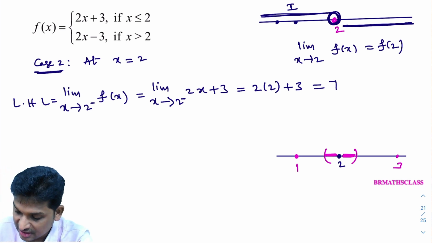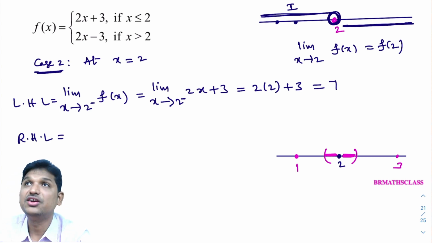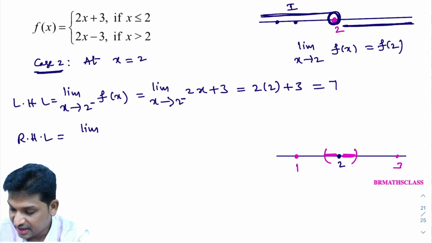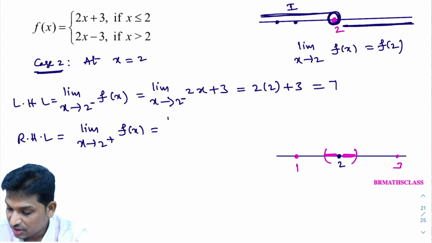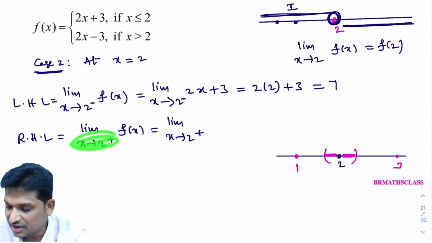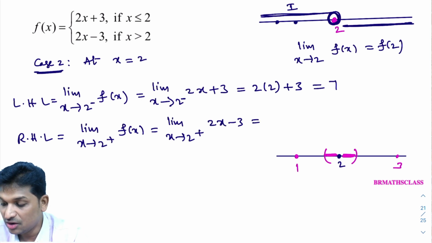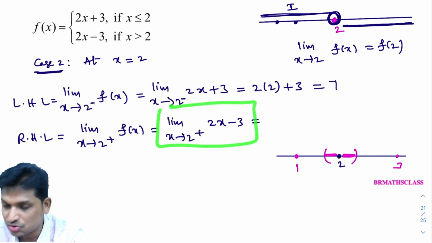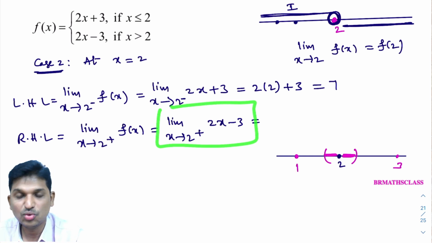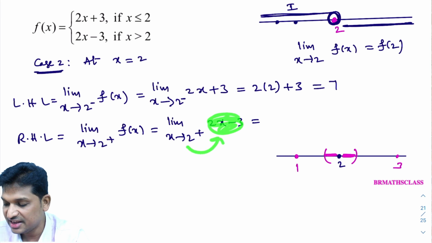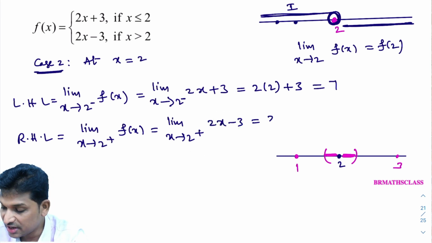Now I need to calculate the right hand limit. Limit x approaches 2 from right, f of x. X approaches 2 from right means all x values are greater than 2. When x values are greater than 2, which function to choose? The second function. What is that function? 2x minus 3. Now, I need to calculate limit x tends to 2 plus of 2x minus 3. In this function, wherever x is there I'll write 2. What will you get? 2 into 2 minus 3. That is 4 minus 3, which is 1.